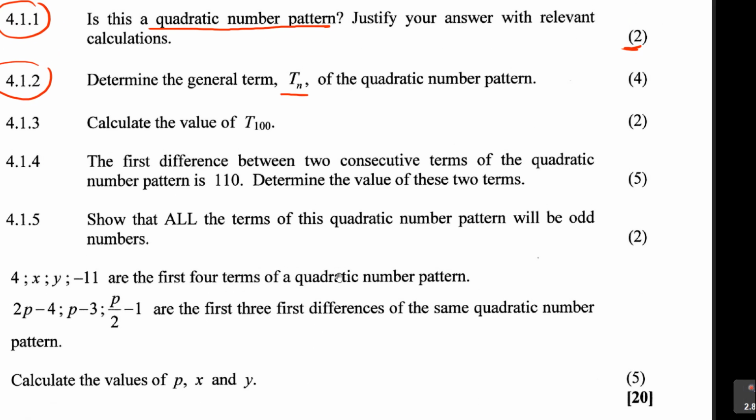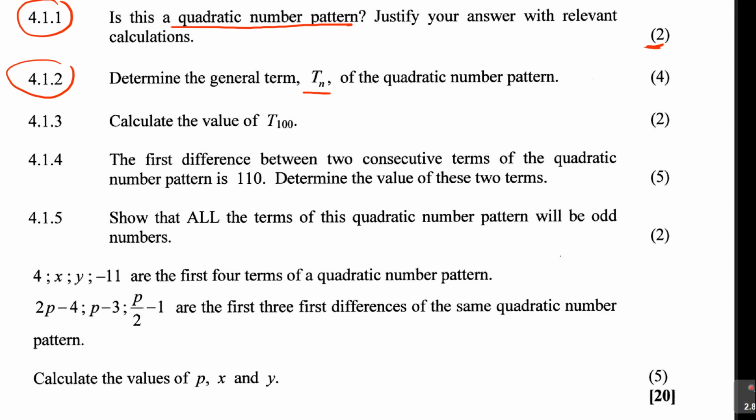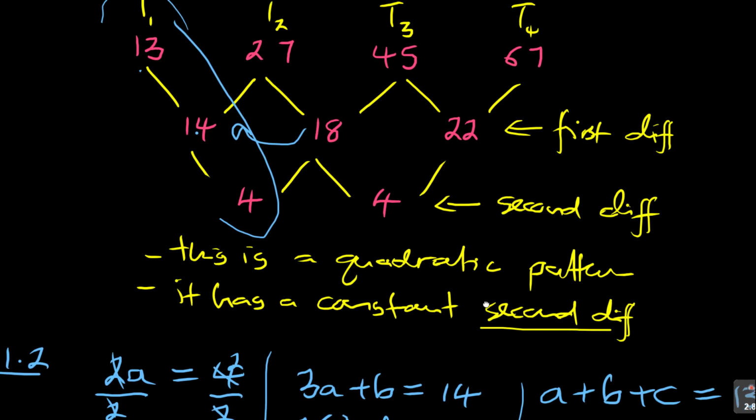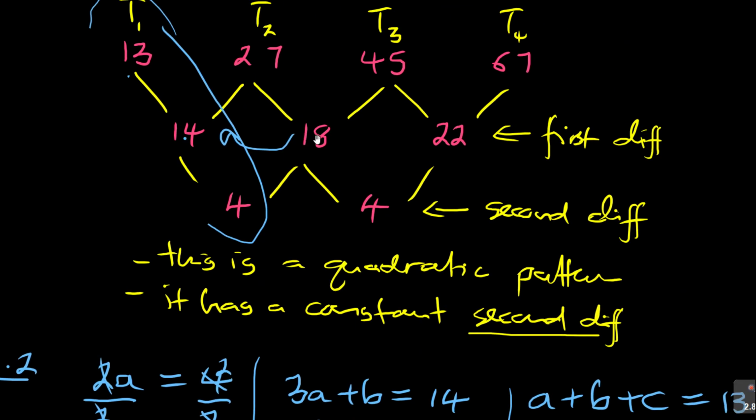Then the next one says, so this was that one. Now let's look at 4.1.4. It says the first difference between two consecutive terms of the quadratic number pattern is 110. Determine the value of these two terms. The first difference. So now let's go and identify our first difference. So as you said, this is our first difference, 14, 18, 22.